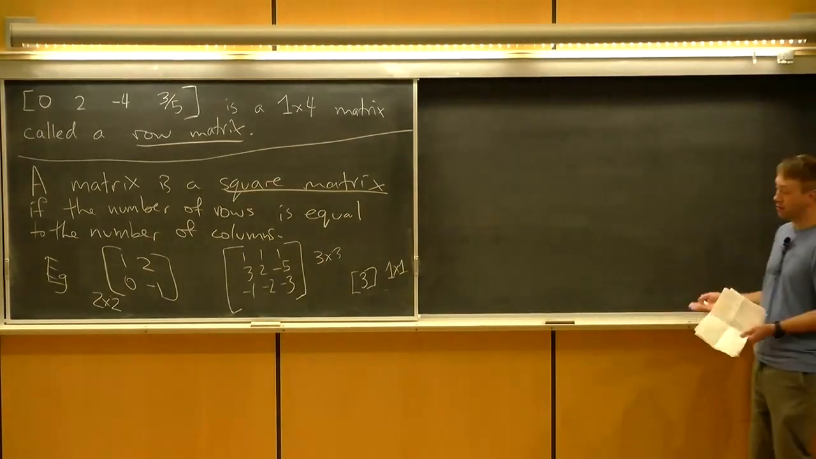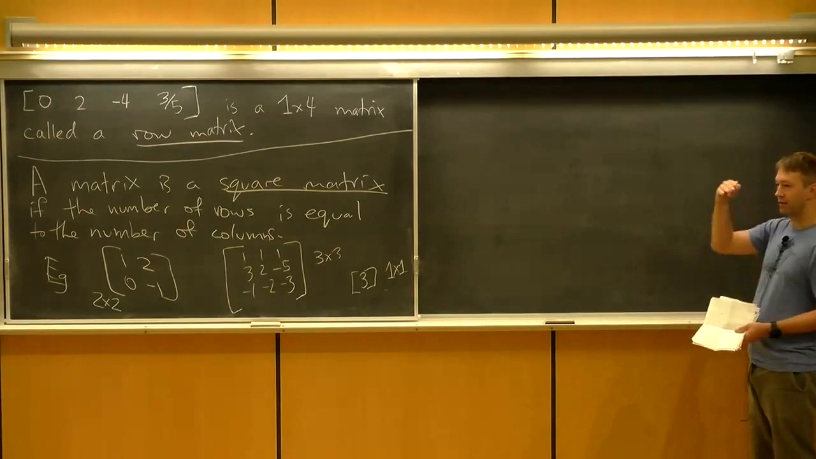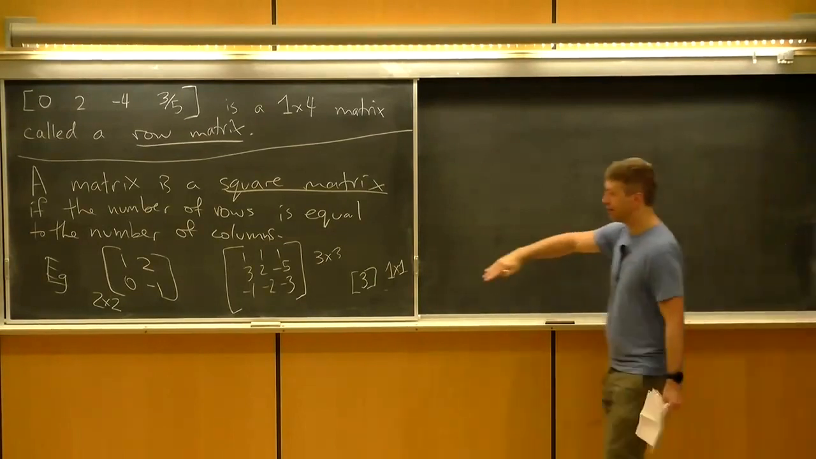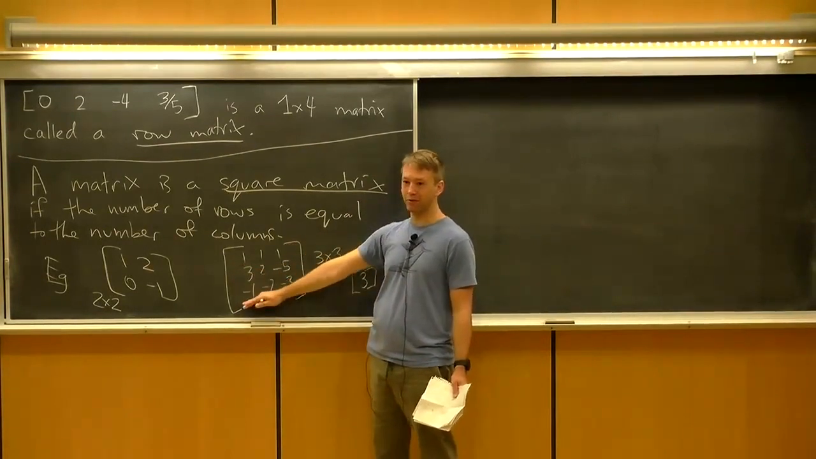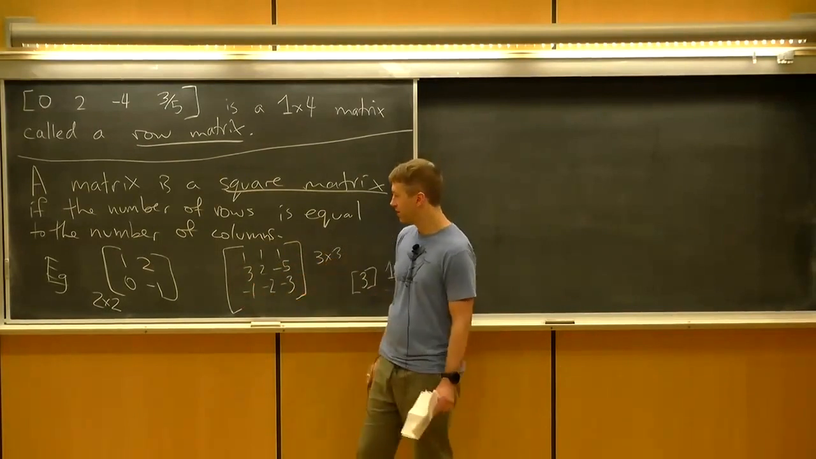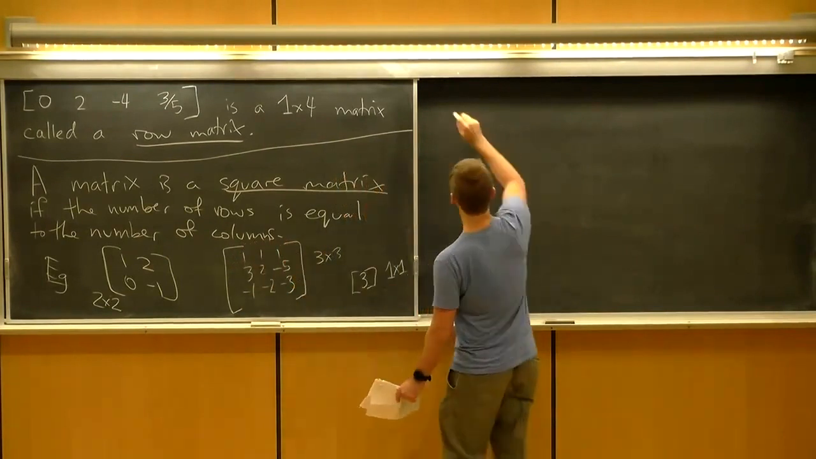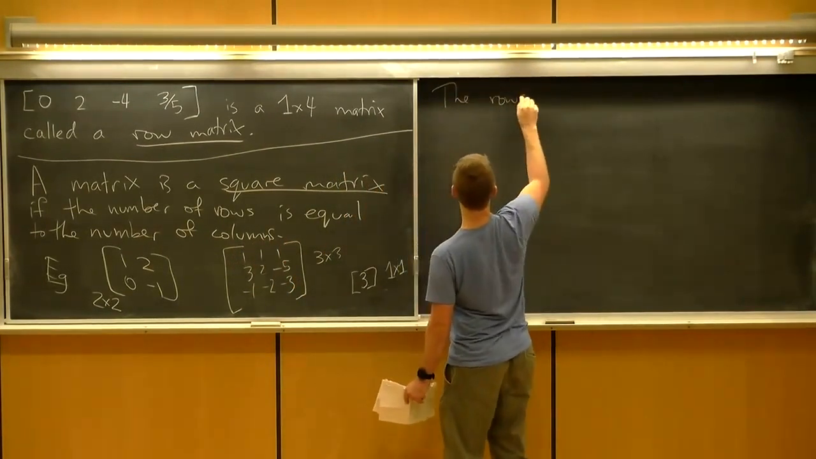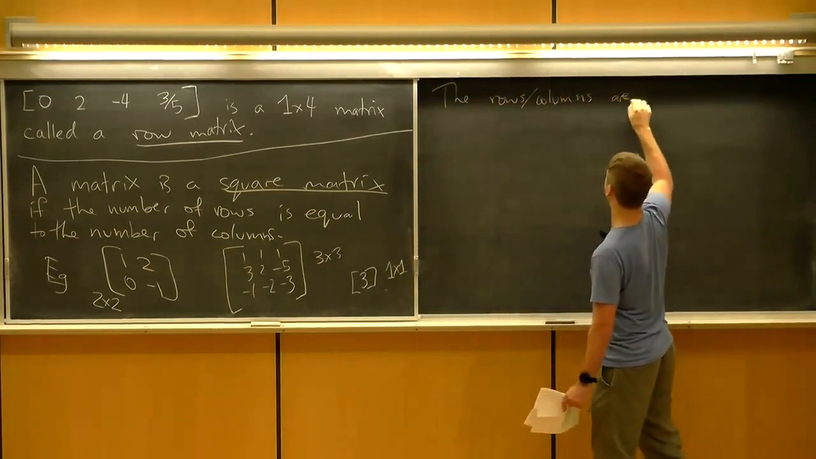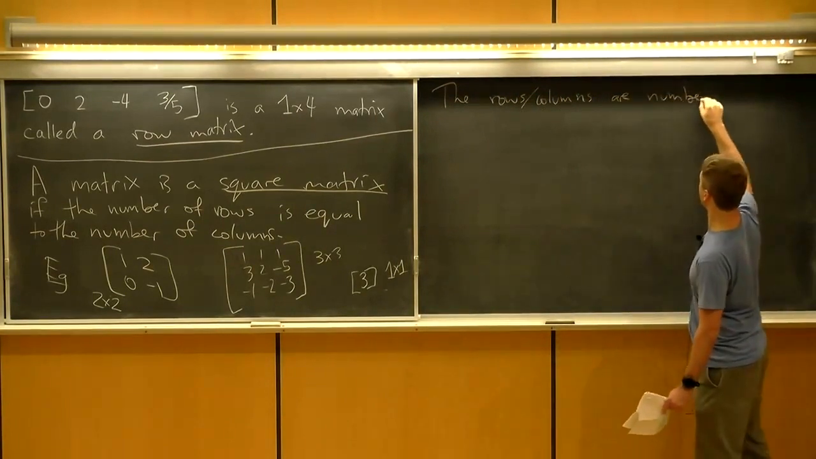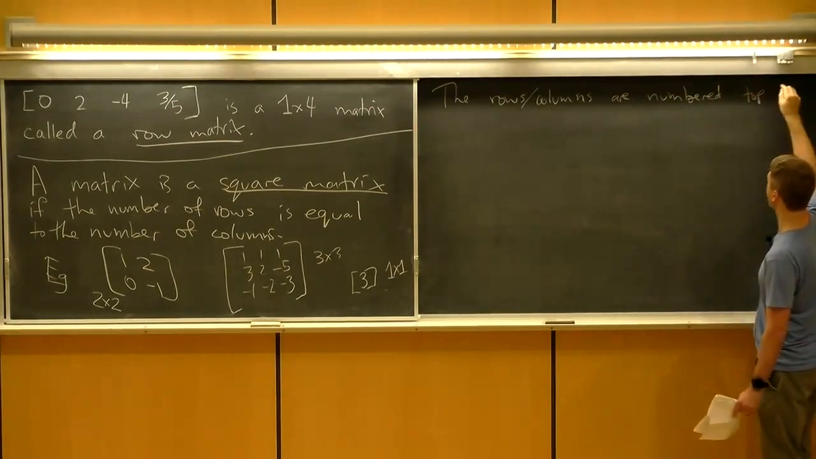Now when we talk about rows and columns, they are numbered. You have a first row, which is the top row, the second row is the second from the top, the third row is the third from the top, which is the bottom row, and your columns are numbered from left to right: first column, second column, third column. So the rows and columns are numbered top to bottom and left to right.